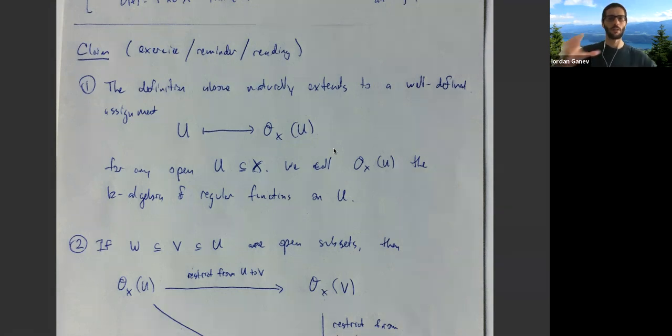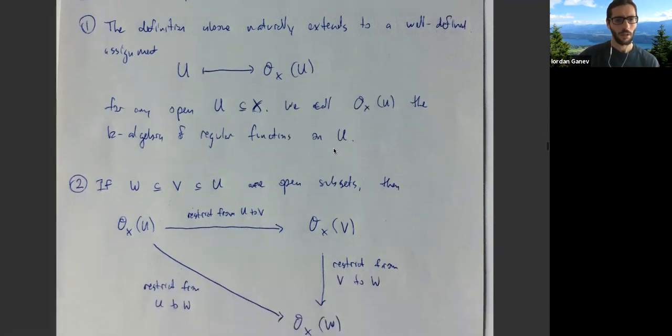So there's always this dictionary between the geometry and the algebra. On the geometry side, we're taking open subsets, maybe smaller and smaller open subsets. On the algebra side, we're localizing. So we're actually taking bigger and bigger algebras, because when we localize, we usually get more things.